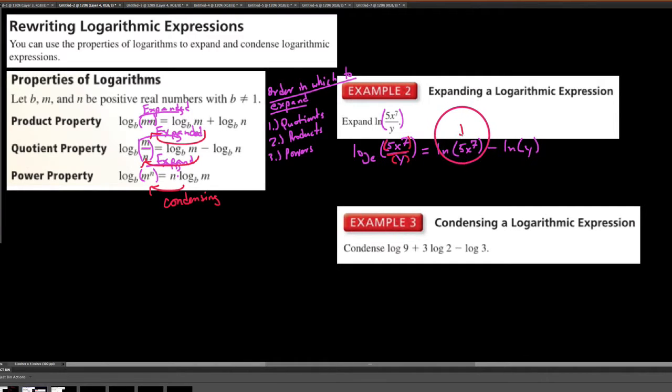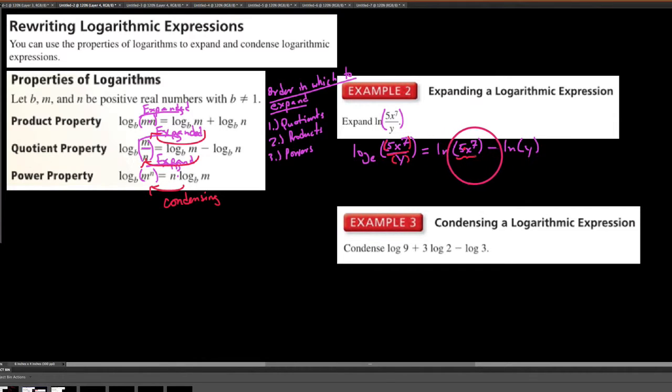And so in this first one here, I see that I have no quotients. But what I do see next on my list is that it does have a power. So that's going to be our first stop there. When we look over here in this set of parentheses, we see that it has no quotients, no products, and no powers. So in cases where we have no products, quotients, or powers, then we're going to say that that term, such as this term ln of y, cannot be expanded any further.